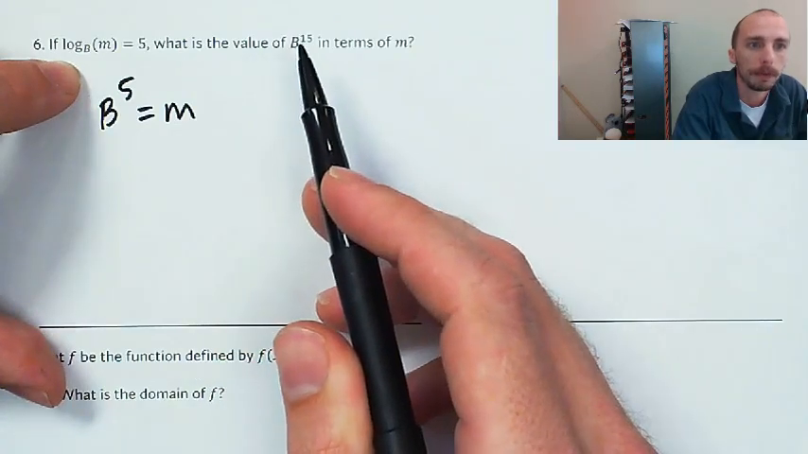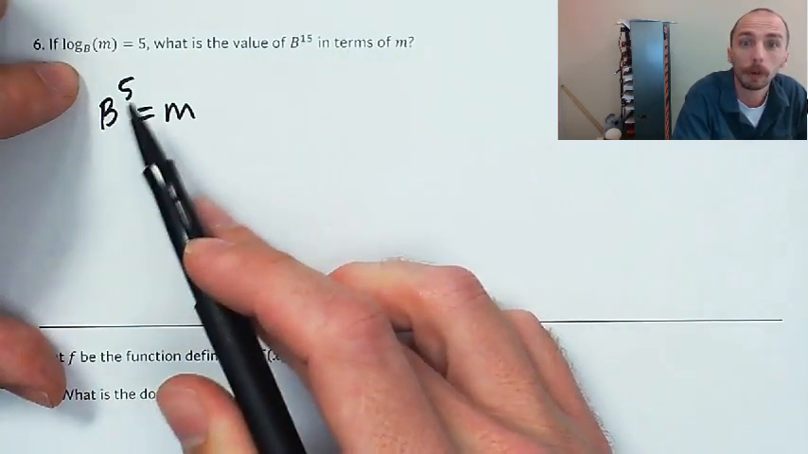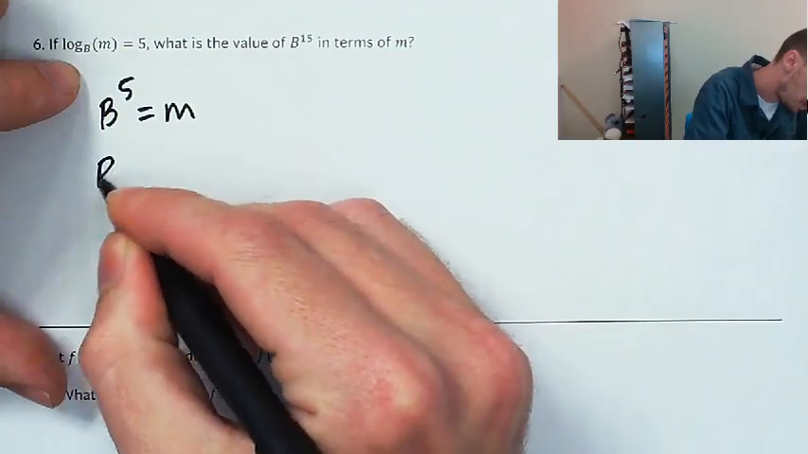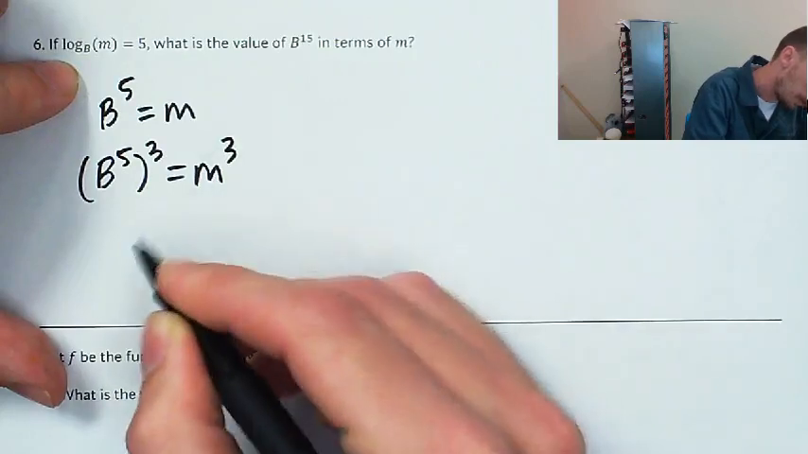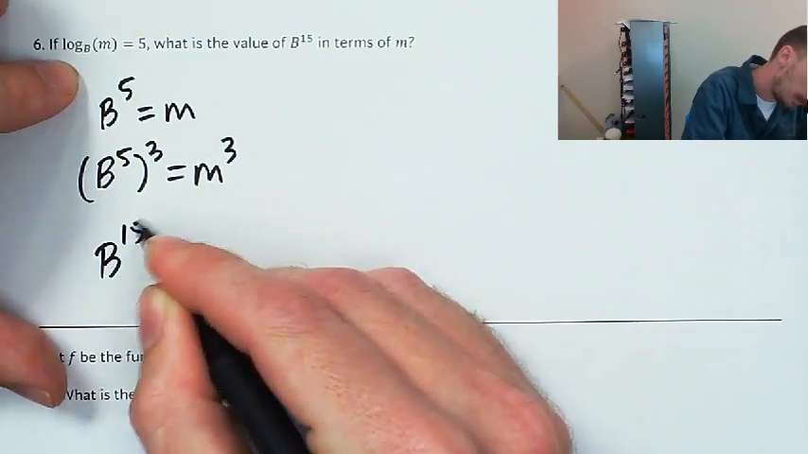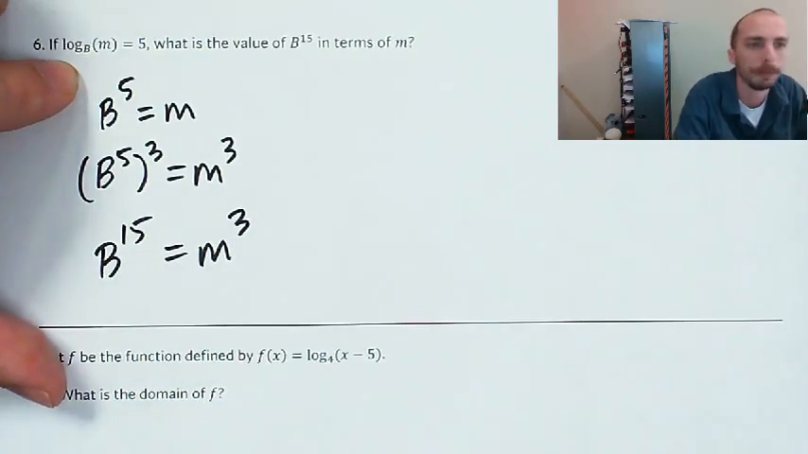And then the value of b to the 15, well, I need to take both sides to the 3rd power. So b to the 5th to the 3rd equals m to the 3rd. And so I get b to the 15 equals m cubed.